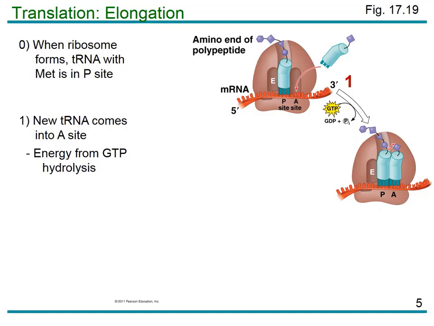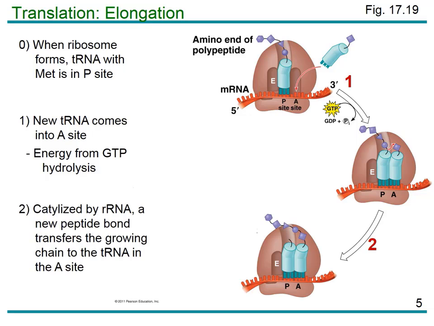We then have a new tRNA that's going to come into the A site. The tRNA that comes into the A site is going to be dictated by the next codon on our mRNA, so these 3 bases right here. This is an endergonic process. It requires an energy investment. That energy comes from the hydrolysis of GTP.